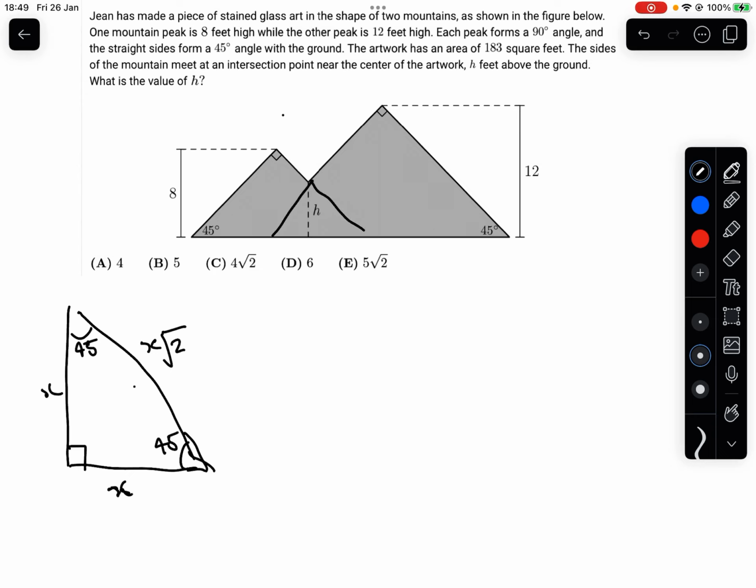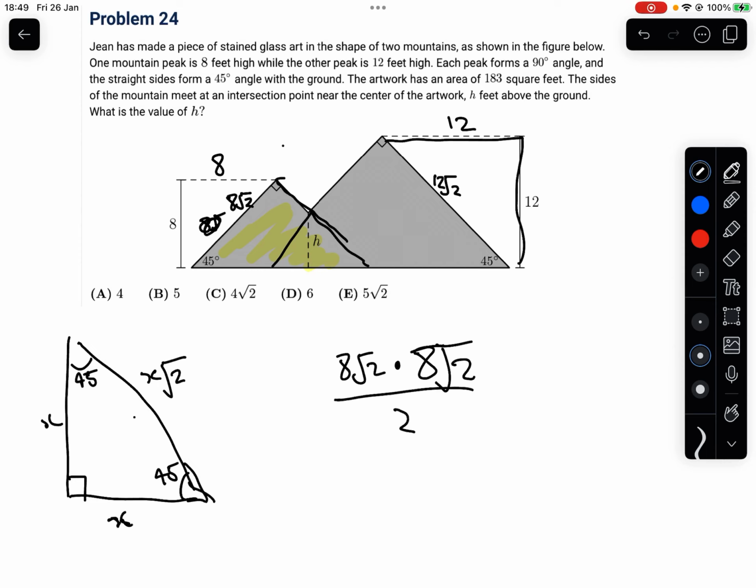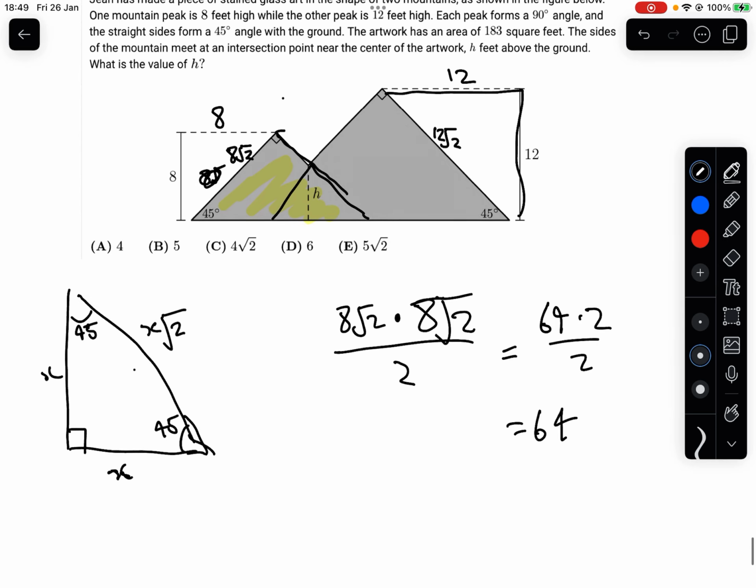As we can see here, these two triangles are actually 45, 45, 90, and so are these triangles here. So that means here is also 12, and this side is also 8. Then we know this side is going to be 12 root 2, and this side is going to be 8 root 2. Then the area of this triangle is going to be 8 root 2 times 8 root 2, because this side here is also 8 root 2, divided by 2, which equals 64 times 2 over 2, which is 64.